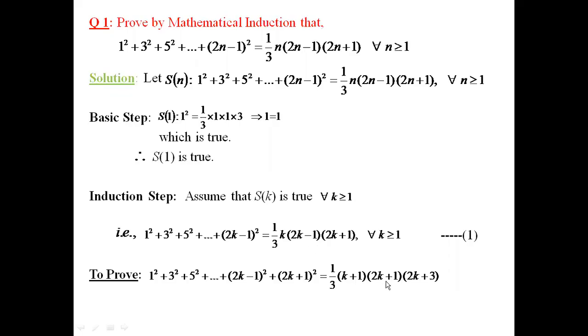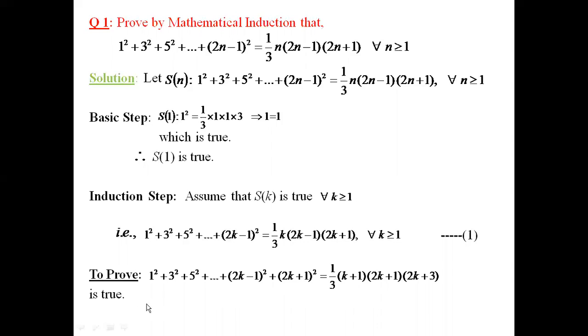So how we will get to know what is to be proved is by replacing k by k plus 1 in the statement S of k. That is equation 1. So we need to prove this expression is true.